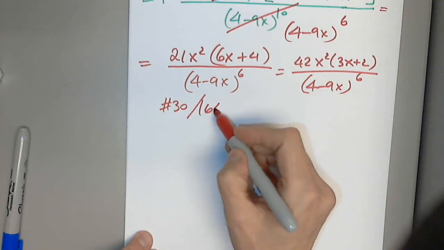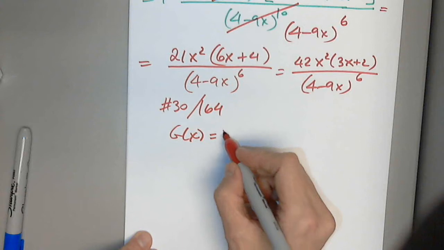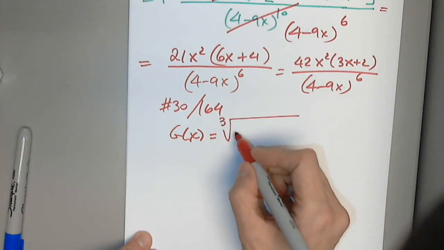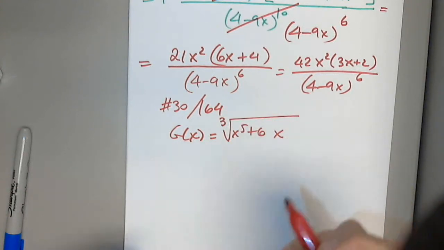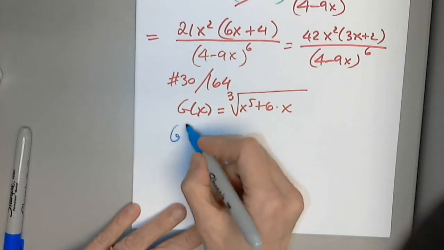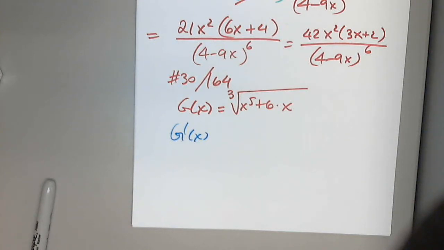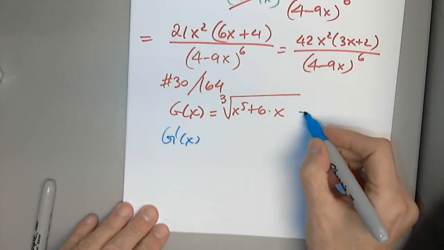So 30 is on 164. So g of x equals the cube root of x to the 5th plus 6x. The same thing, we're asked to find the rate of change of this function at any point where the function is what? Differentiable. Awesome, thank you. Every point where the function is differentiable. Very good.